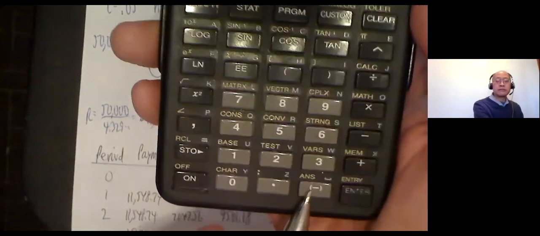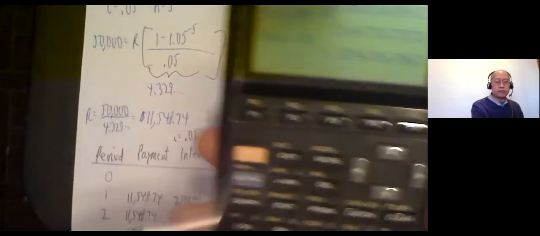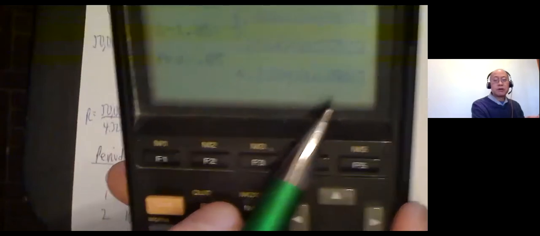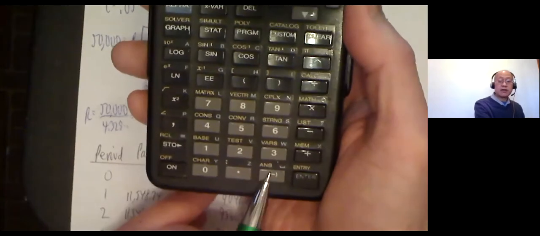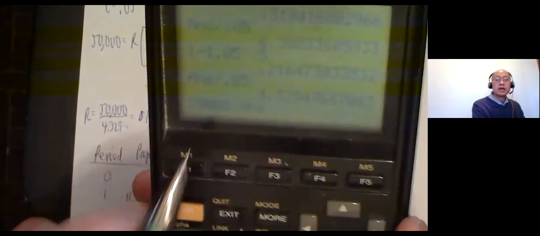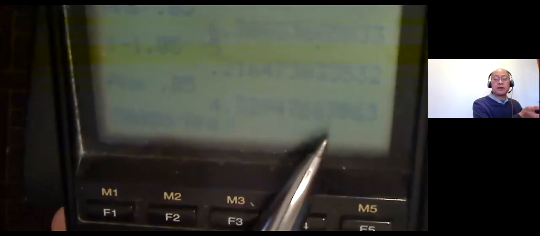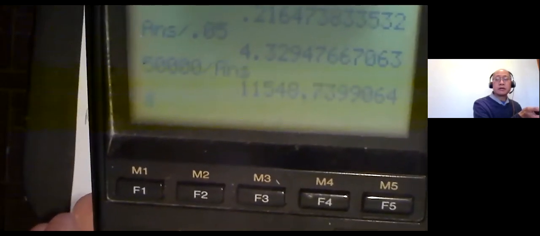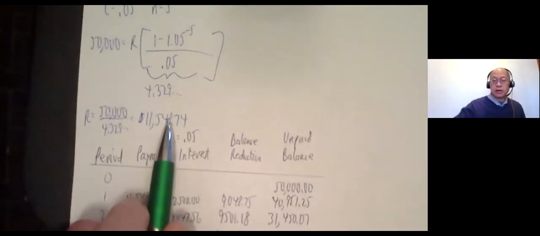If you don't have the answer button, then you would have to actually write down 4.329476670 on your paper and then divide on your calculator. It's going to take a little bit longer. You waste maybe 15 seconds. But if you have the answer button, then just go 50,000 divided by second function answer. When I hit answer on the calculator, it's the same as if I typed in 4.329476667, whatever. So 11,548.7399. How should I round 7399? 74. So there we go.